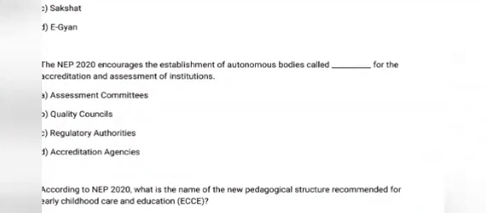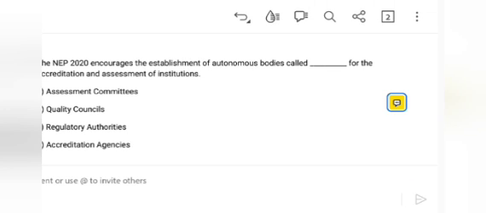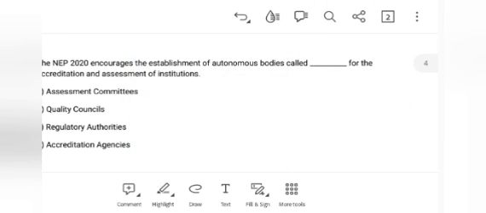Next, the NEP 2020 encourages the establishment of autonomous bodies called what, for the accreditation and assessment of institutions? Assessment committees, quality councils, regulatory authorities, accreditation agencies. Okay, it will be quality councils.